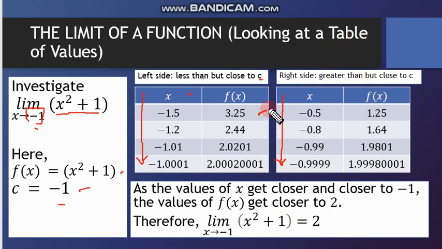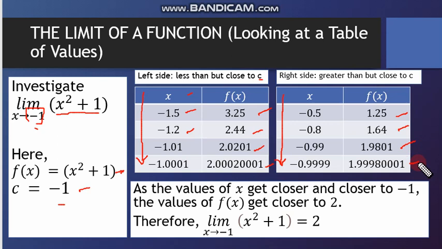Then let's take the value of f of x using the function. Negative 1.5 squared plus 1, that's 3.25. Negative 1.2 squared plus 1, that's 2.44. The same process applies here and also here. At the right side, for f of x at negative 0.5, negative 0.5 squared plus 1, that's 1.25. Same process to get the f of x using the other x values until the last one.